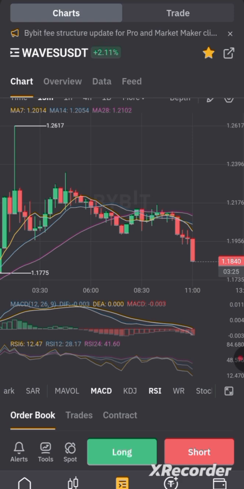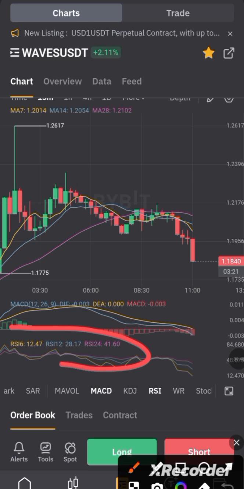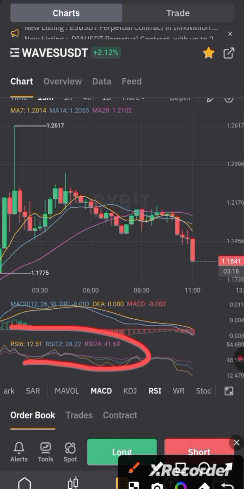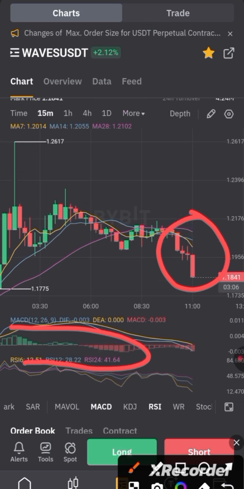Now if you check the RSI now, you will see that these numbers are just small numbers: 12, 28, 41. That means that this market is coming down. That is what this RSI is telling us now. If you see a number that is below 50, any number that is below 50, that means the market is coming down.